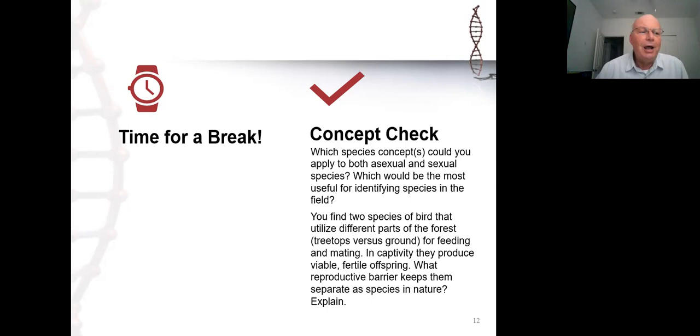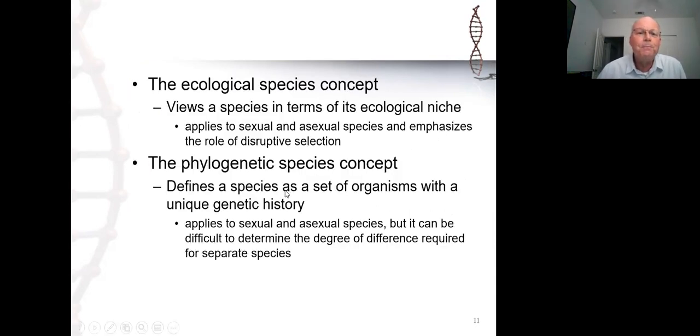So here are the two concept check questions that I finished the previous section with. Let's take a look at the answers. Which species concepts could you apply to both asexual and sexual species? Which would be the most useful for identifying species in the field? Well, let's just go back. It's only a couple of slides back, and take a look.